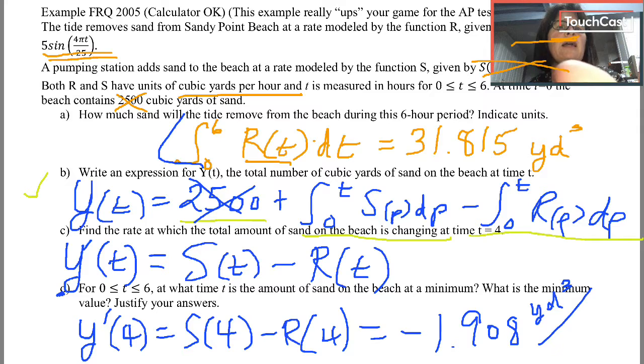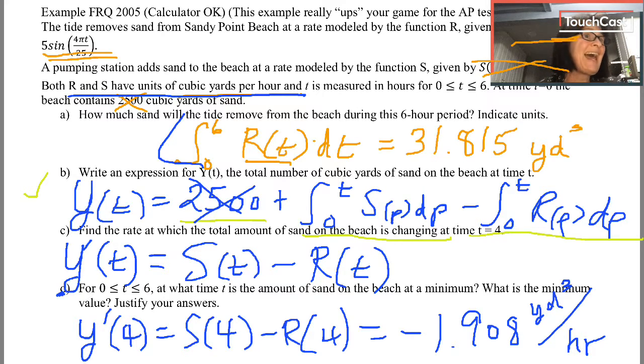So notice here, S and R both have units of cubic yards per hour. Because S and R have the same units, when I subtract values that come out of S and R, the result still has those same units. So negative 1.908 cubic yards per hour.